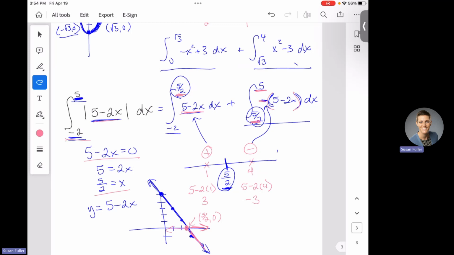So again, you can do it graphically if you like that way, or you can use a number line and do it more algebraically to figure out where you're positive and where you're negative and how to split those integrals up. Okay, I hope that helps get a little bit more familiar with your absolute values.